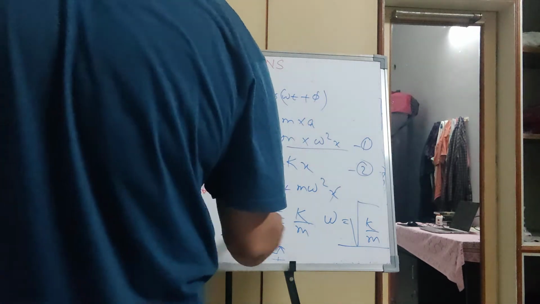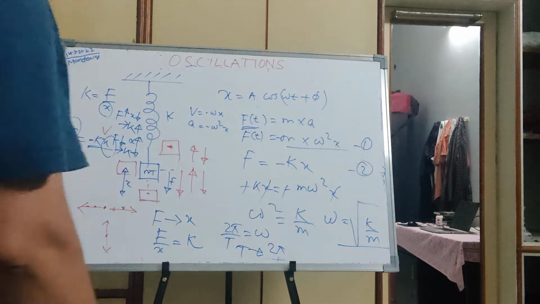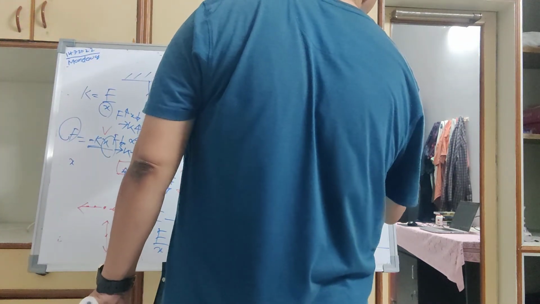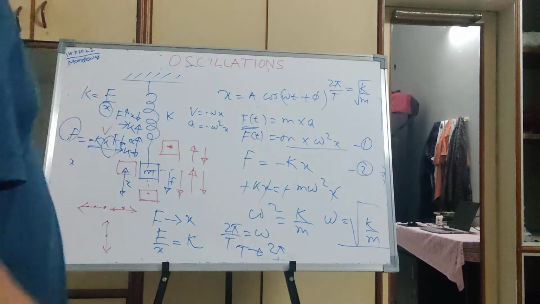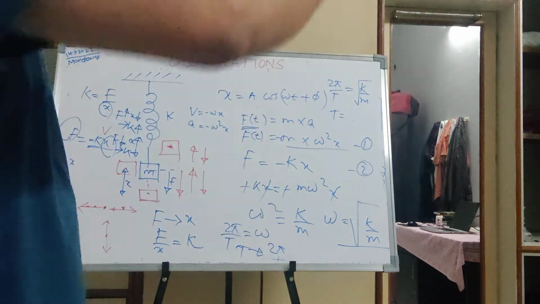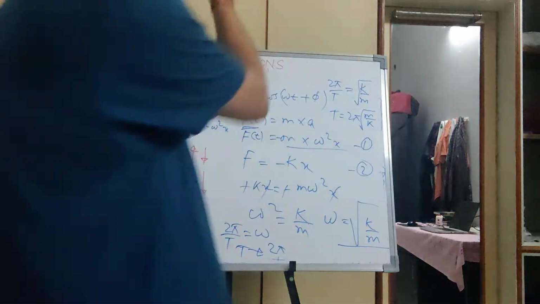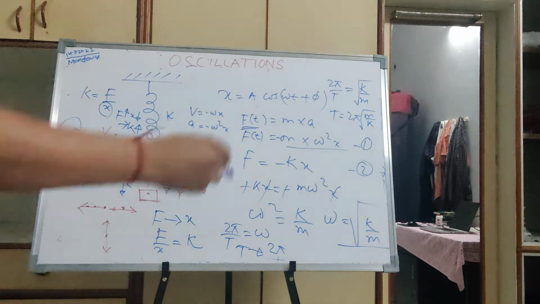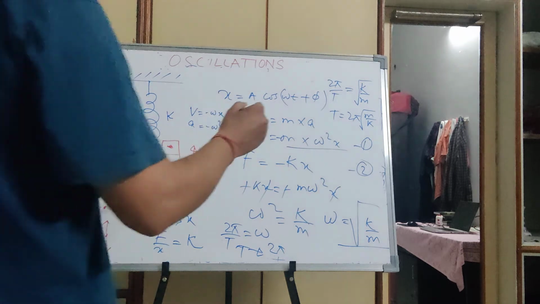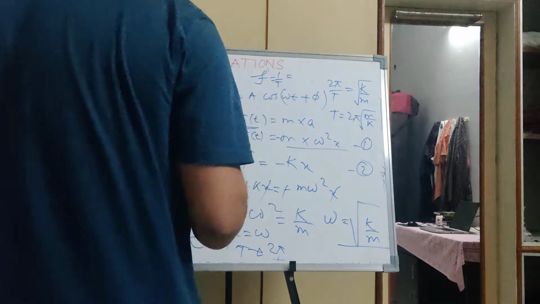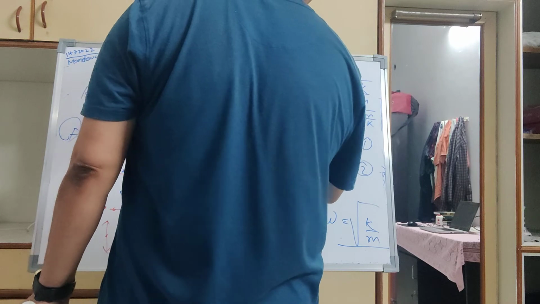So omega is square root of k by m, or 2 pi by T is equal to square root of k by m, right? Then the time period, you take T to that side, then it will become 2 pi times square root of m by k, and this goes to this side. So time period is equal to 2 pi square root of m by k. Then frequency is nothing but the inverse of your time period, right? So it will become 1 by 2 pi square root of k by m.